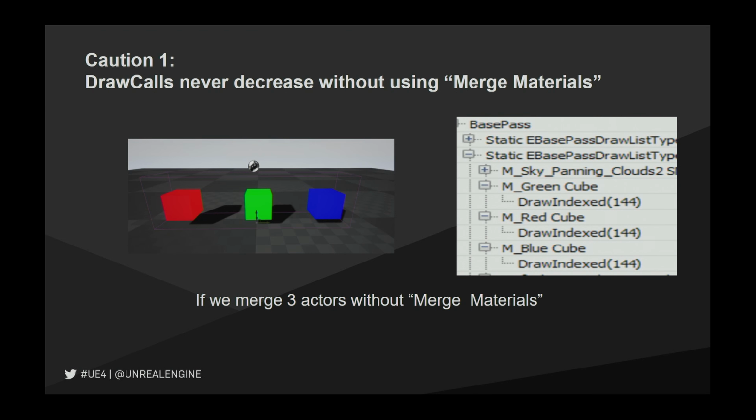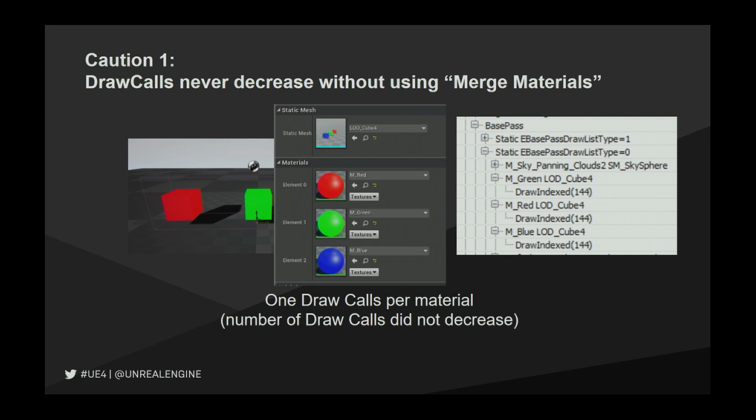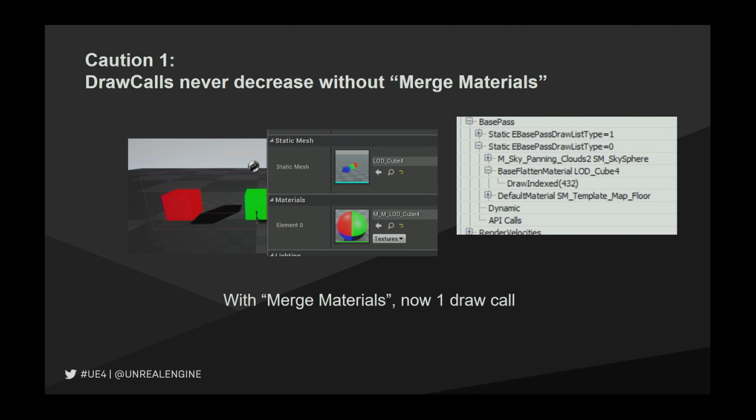To illustrate the problem, you can see on the left, there are 3 meshes that were merged without using merge materials. And on the right, you can see what that translated to in terms of draw calls. You can see that there's a draw call per material. So if we do the same thing and choose merge materials, we've now saved 2 draw calls.